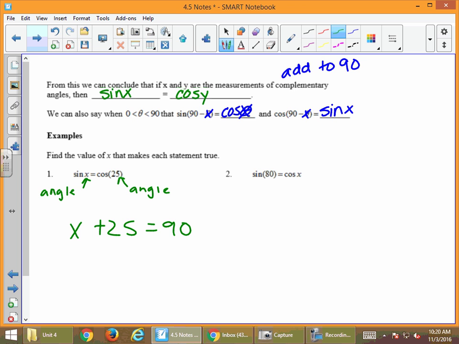Well, how are we going to find x? Subtract it. So x is equal to what? 5.